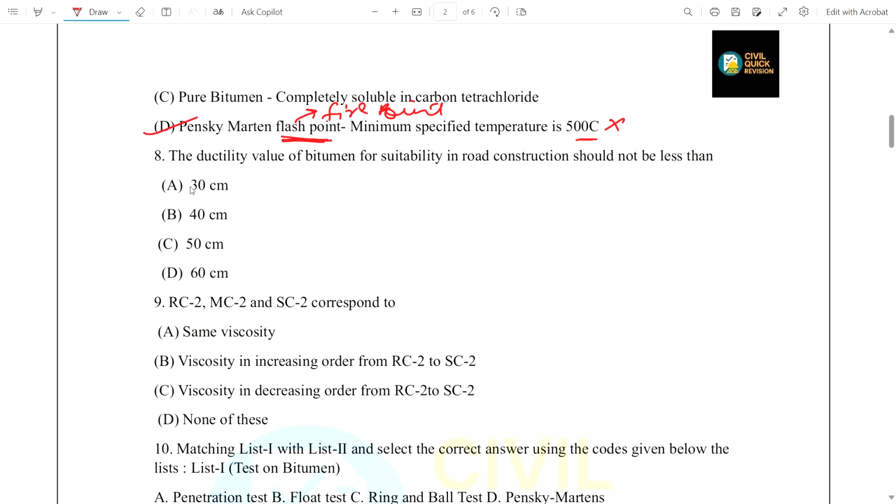Now question number 8: the ductility value of bitumen for suitability in road construction should not be less than how much? Is it 30 centimeters, 40 centimeters, 50 centimeters, or 60 centimeters? The answer is 50 centimeters. Just remember this for now, because these are the concepts and theory of the ductility test of bitumen. You can go through this test and see the desirable limit of bitumen ductility value. It is 50 centimeters.